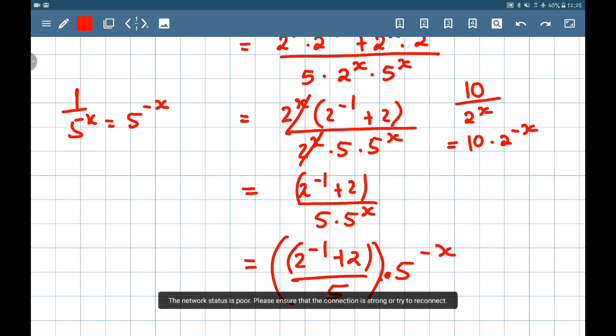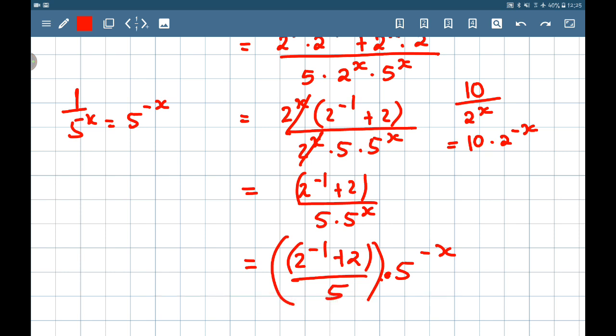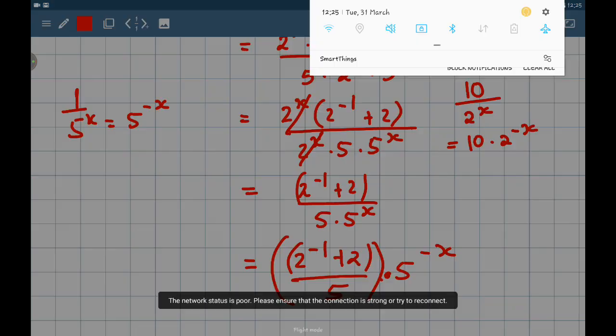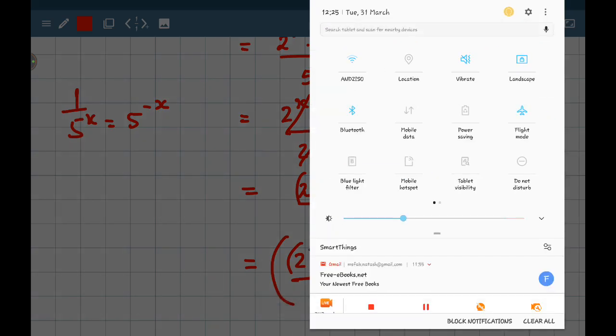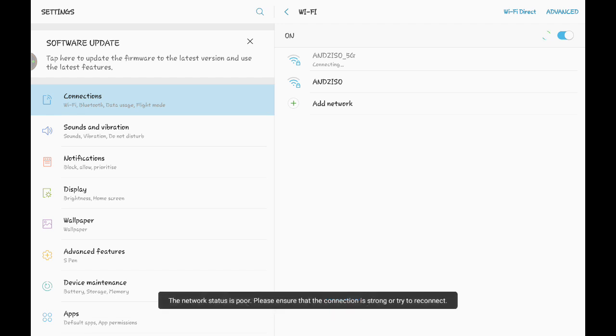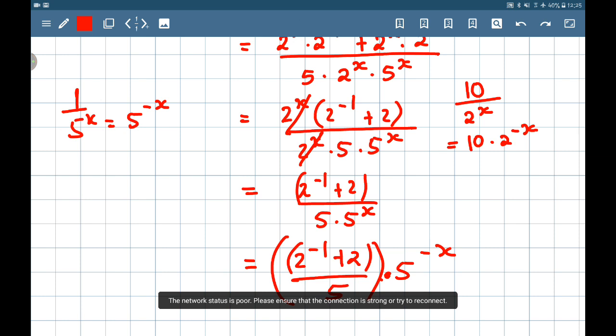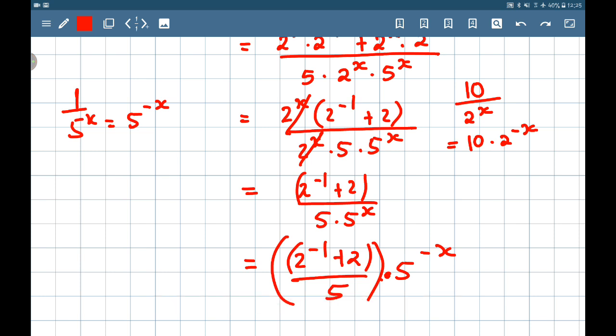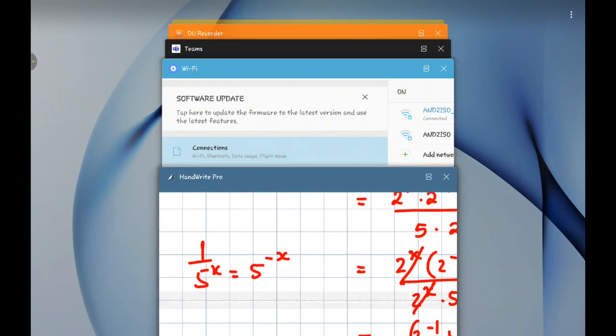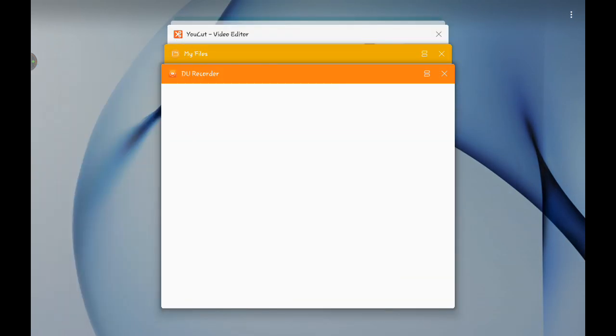Okay. It keeps saying my network is poor. I need to reconnect. Can I do that? Yes, sir. Is it about my network, that sound? Your network is fine on this side. It's not pausing, nothing. Okay. Fine.